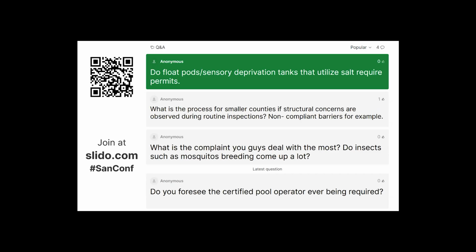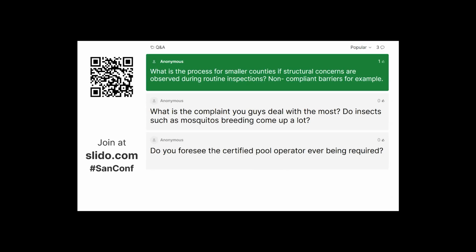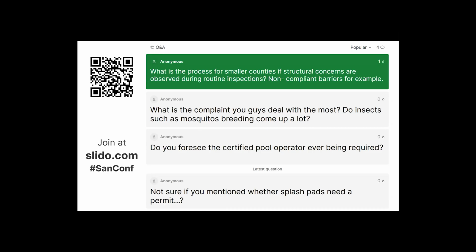What is the process for smaller counties if structural concerns are observed during routine inspections, such as non-compliant barriers? You can always file a complaint with ADEQ or with that specific county. If you give me more of an example, and obviously the business, if it's a business such as an RV resort, etc. Splash pads are not... sorry, I missed that question. I just saw it pop up. Hopefully that answers that question. And you can send me that as an email.